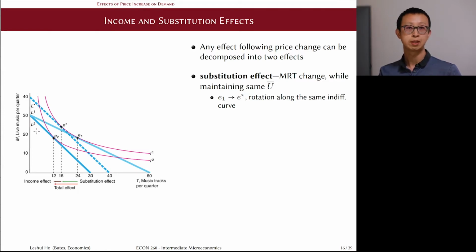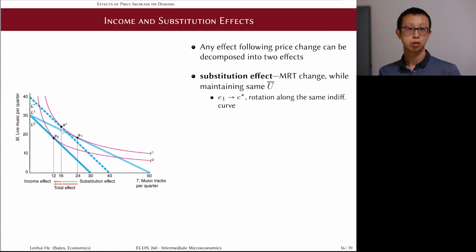What happens in this hypothetical is that the consumer substitutes good 1 with good 2 because good 1 now offers a lower per dollar marginal utility after the increase in its price. Therefore, to reach the same level of utility, the optimal quantity of good 1 decreases and good 2 increases. Therefore, the move from E1 to E star is being called the substitution effect.